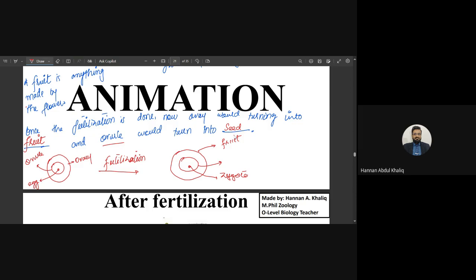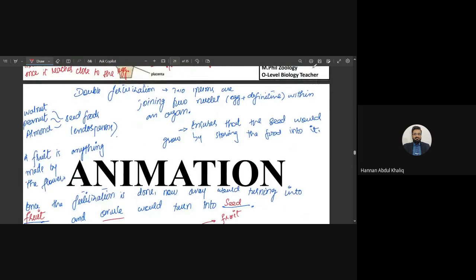And what is present inside the fruit? The zygote. Does the zygote reside directly in the fruit? No, it is covered by the seed. So step by step you can understand: egg into zygote, then ovule into seed, and then ovary into fruit. So the fruit contains the seed, which contains the zygote. Understood?